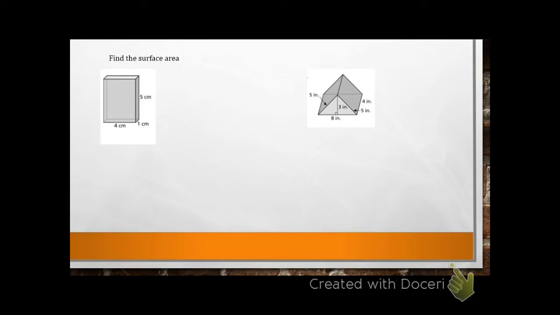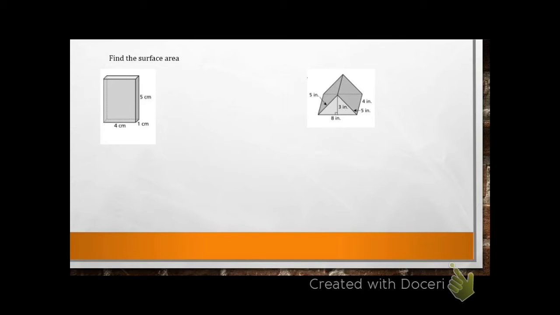And there's a really good exercise if counting faces, vertices, and edges is a struggle for you. Go to IXL and use the practice there. Now we're going to find surface area. That means we have to find the area of each face and then add them together.